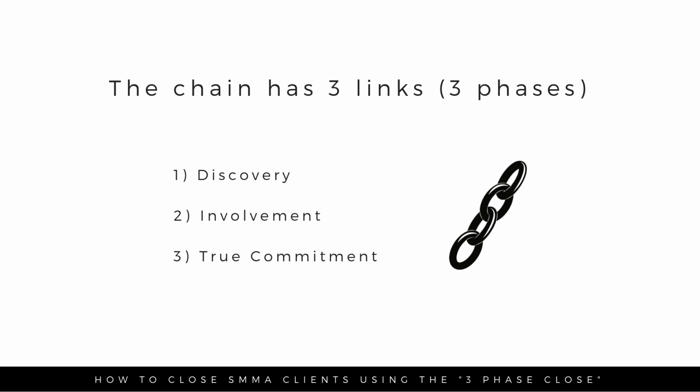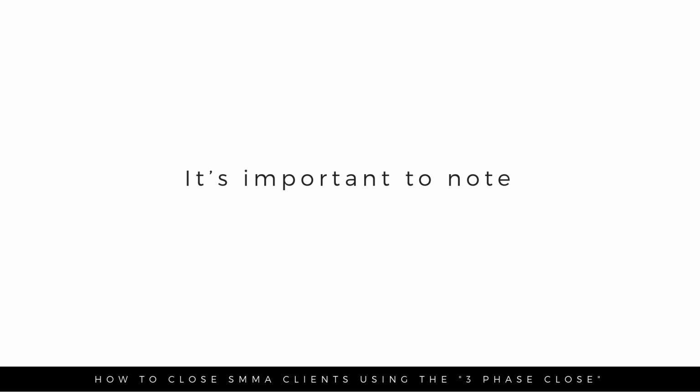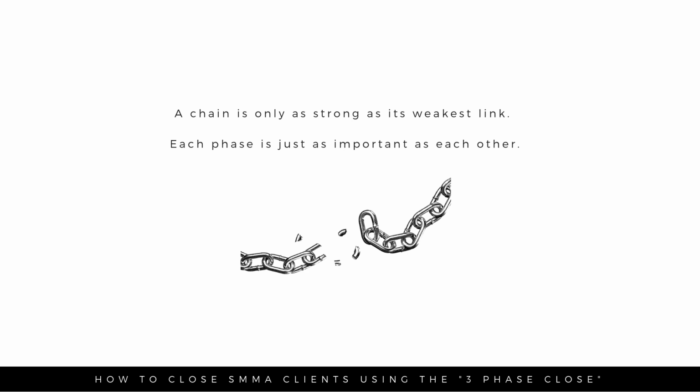We're going to be going through step by step each different phase today, the benefits of each phase, what each phase means, and how you can actually take your clients step by step through each one to ensure that you get the close at the end. It is very important to note that a chain is only as strong as its weakest link. So each phase is just as important as each other. You can't really have just the third one, just the second one, just the first one. They have to all work together in synergy, and each one is just as important as the other.